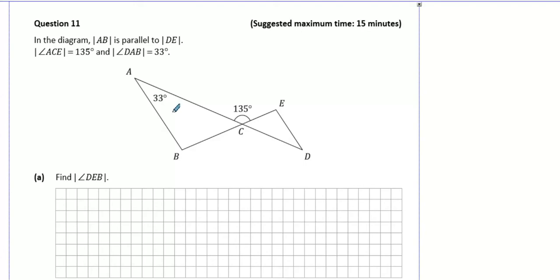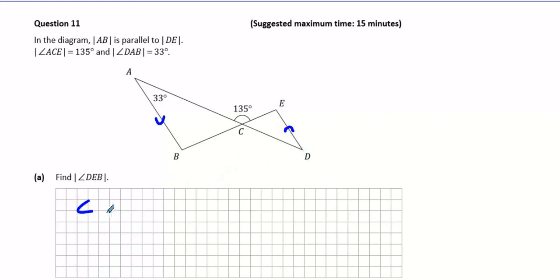Okay, now question 11. Find the angle DEB. D to E, DEB. Alright, it's going to be an interesting one. So AB is parallel to DE, that's good to know. So this means angle CDE is also 33. So this one here is also 33.